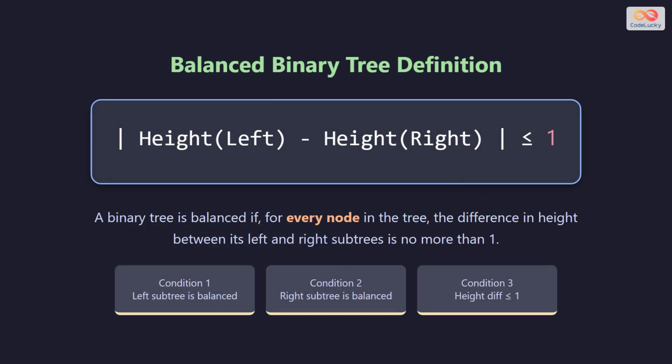So, what exactly makes a tree balanced? A binary tree is considered height-balanced if, for every single node in the tree, the difference between the height of its left subtree and the height of its right subtree is no more than 1. This condition must hold true recursively for every node, not just the root.